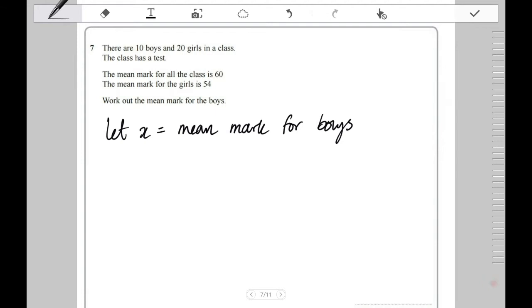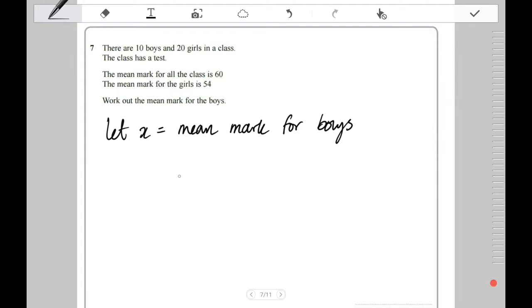Okay, so we know that there are 10 boys. Okay, so let's go over how you would approach this question. They're giving you the mean mark for the class and the mean mark for the girls. We know that the mean mark for the boys and the girls should equal, so the mean of those two should equal the mean mark of the class, because that's what the mean mark of the class is based on.